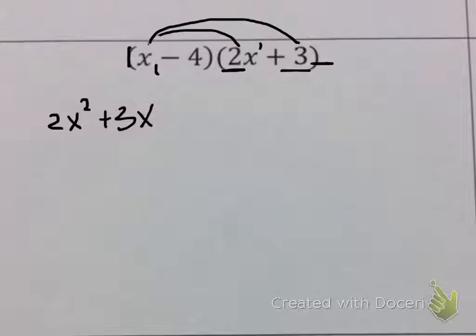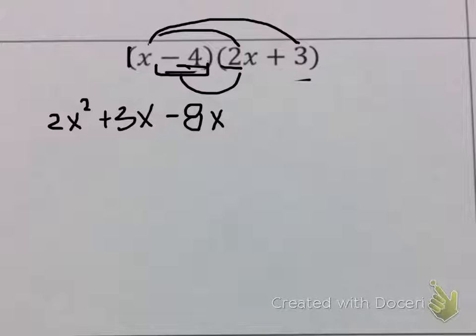Now we got to take this negative 4 and distribute it just like we did the x. So a negative 4 times 2x. We're going to take the numbers out in front and take this negative 4 and times it by 2, which is going to be negative 8. And then just drop our x down because this has nothing behind it.